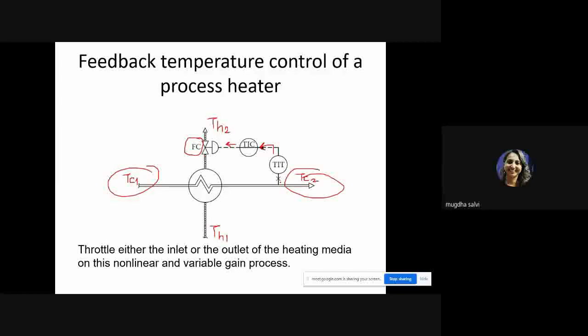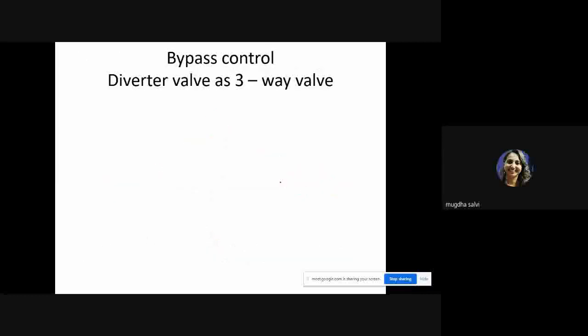To avoid this time lag, or rather to overcome this time lag, since we can't avoid it completely, what can be done is we can implement something called bypass control.